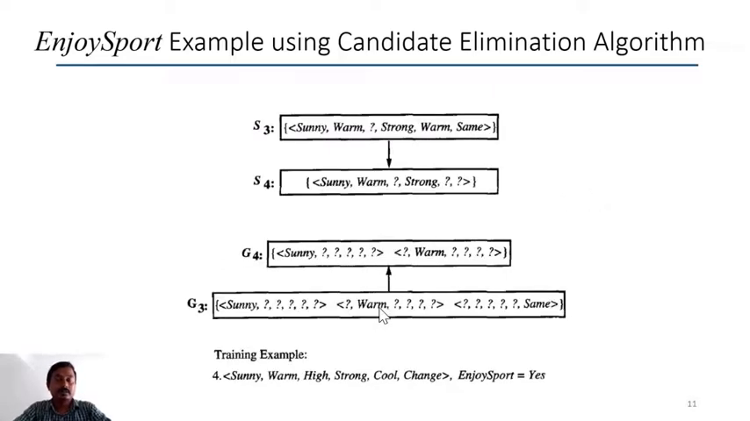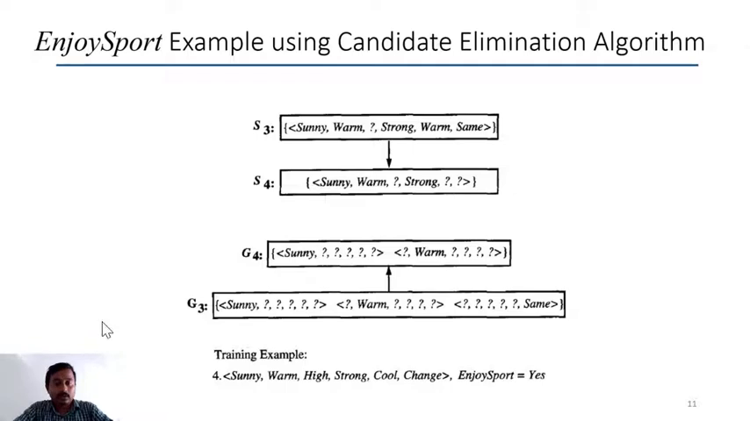And finally we'll consider example 4. Is S3 covering this training example? So we have sunny, then warm, question mark, which is fine, then strong, then we have warm and cool. So we have to make warm more general, so we will put a question mark. Here we have same, here we have change, so we'll put a question mark here.